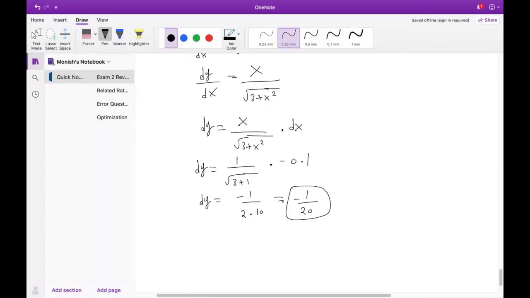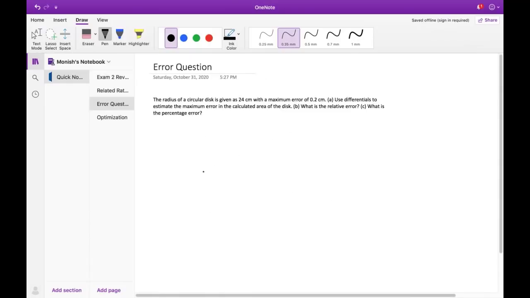And then something with error that's probably more relevant to your exam would be a question like this. It says the radius of a circular disc is given as 24 centimeters, maximum error 0.2 centimeters, and it wants us to find the maximum error in calculating the area and the relative error. And percentage error is the same thing as relative error, just multiplied by 100. So I'm not going to do part C. But okay, part A.